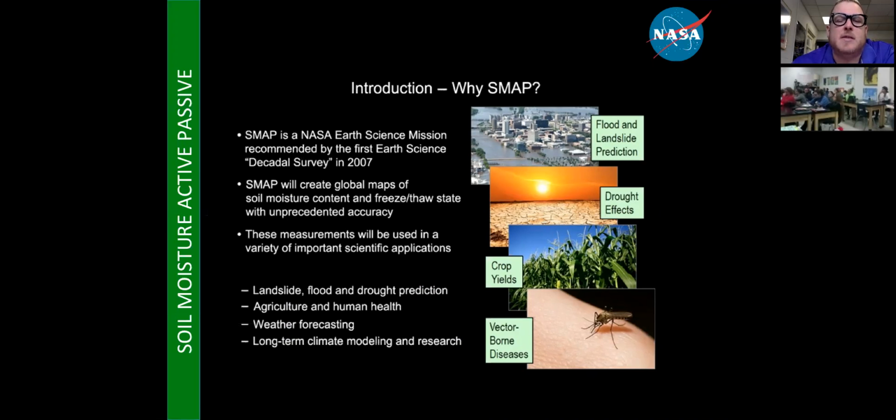Basically what happens is this satellite collects global soil moisture. It creates a global map of soil moisture every 3 days. It also calculates if the soil is frozen or not based upon what's called the microwave signal that is being released by the soil up to the satellite.